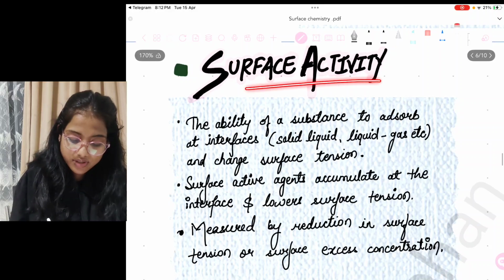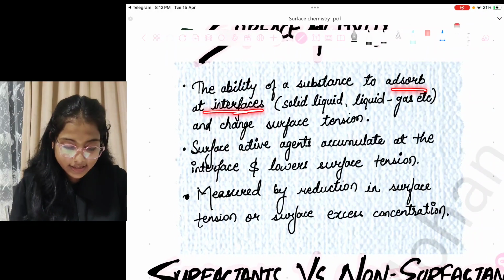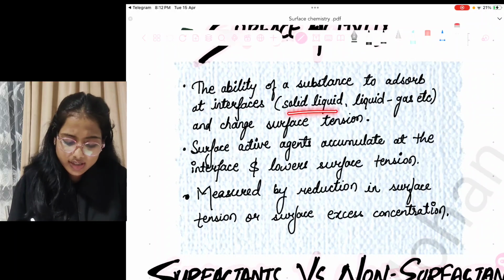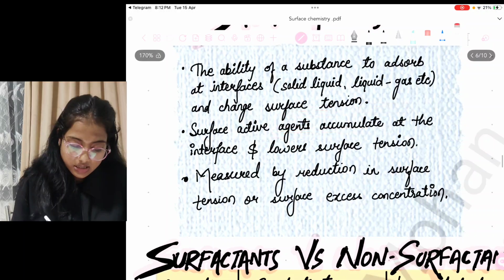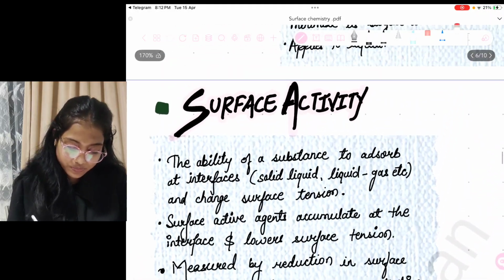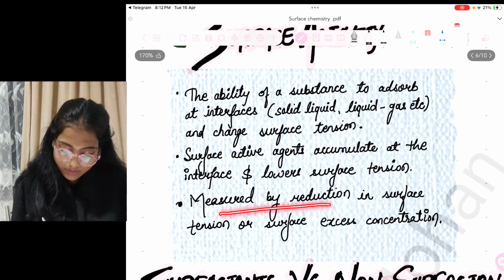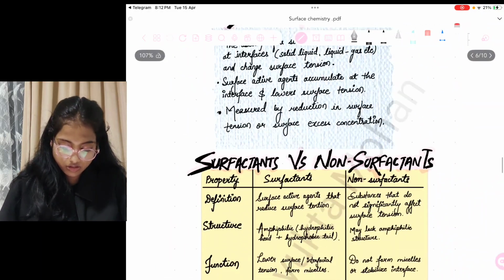Now, what is surface activity? The ability of a substance to adsorb at interface. Interface could be solid liquid or liquid gas also, and change surface tension. Surface active agents accumulate at the interface and lower surface tension. It is measured by reduction in surface tension or surface excess concentration.